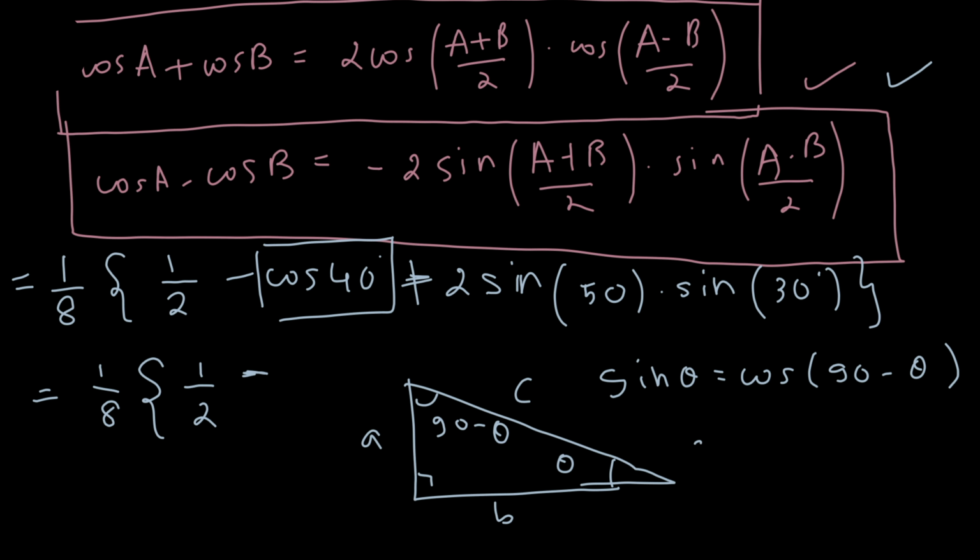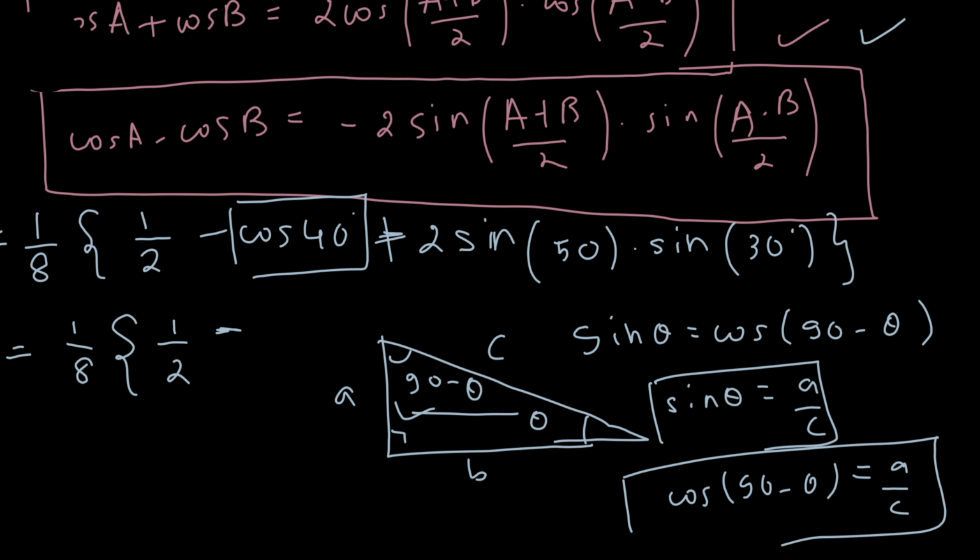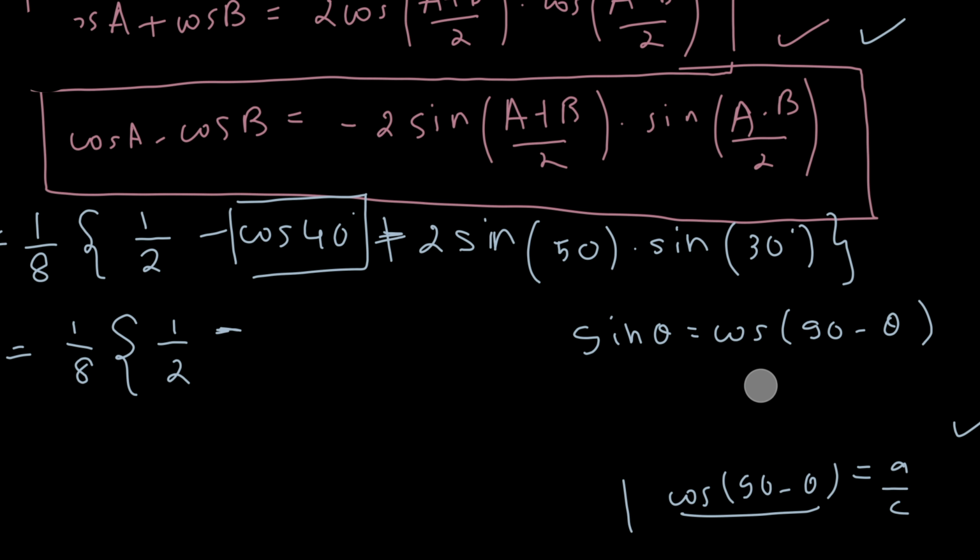So in this right angle triangle, the value of sine of theta is going to be A upon C, opposite upon the hypotenuse. And in the same right angle triangle, the value of cos of (90 minus theta), that is one of this angle, would be equal to adjacent upon the hypotenuse, that is again going to be A upon C. So by comparing this equation, we can say sine theta equals cos of (90 minus theta). This is the rule that we call the complementary angle. So we can simply apply this rule over here.